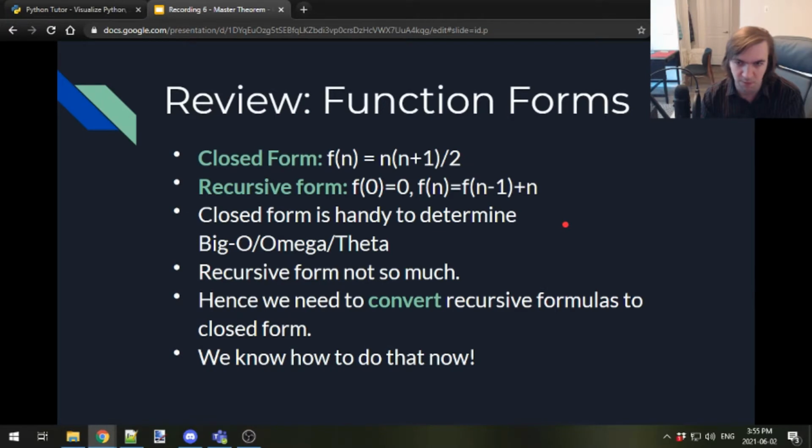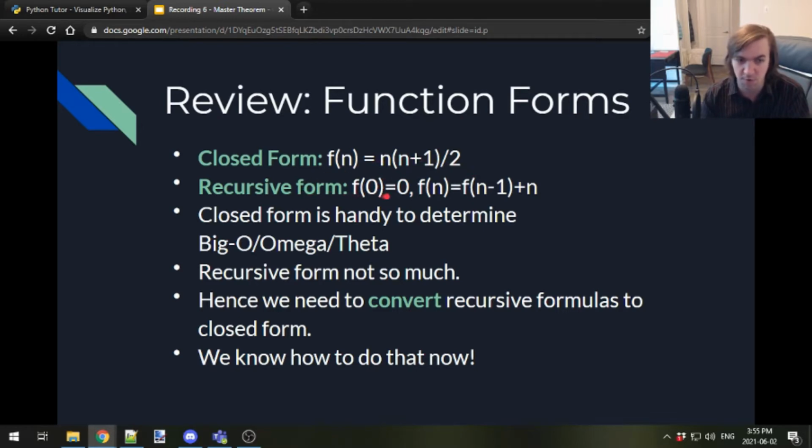Now, before we can dive into that, we need to review a little bit on function forms. So recall, what's a closed form? It's anything you can directly compute. So I can say f of n is n times n plus 1 over 2, and as long as I know n, I can immediately just give you a value for this.